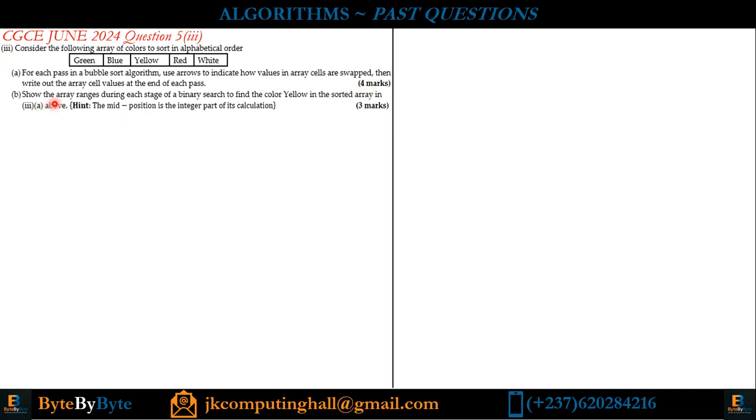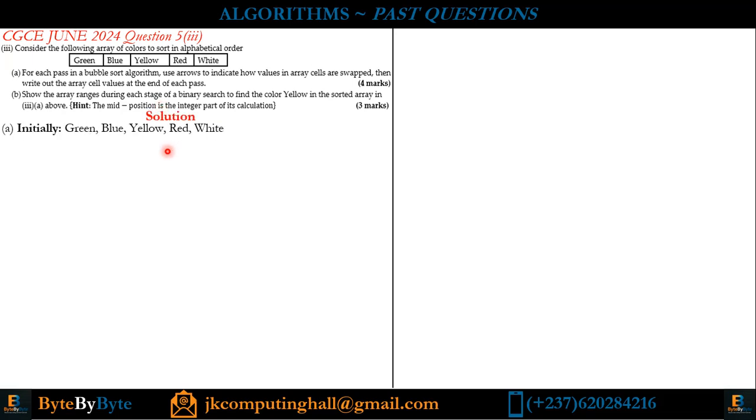B. Show the array ranges during each stage of a binary search to find the color yellow in the sorted array in sub 3A above. That is from the array we must have sorted. Hint, the mid position is the integer part of its calculation. That's for 3 marks. So this sub 3 part is for 7 marks.